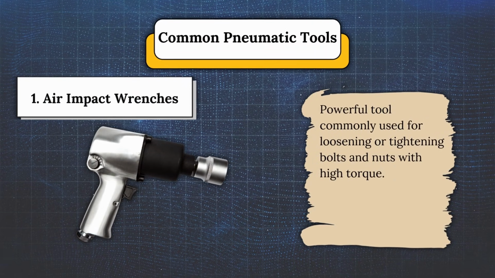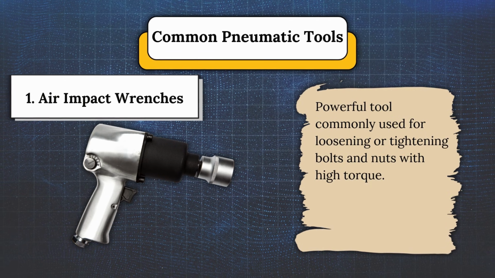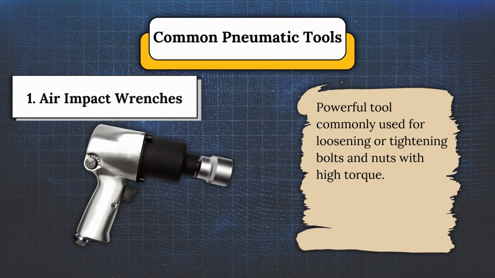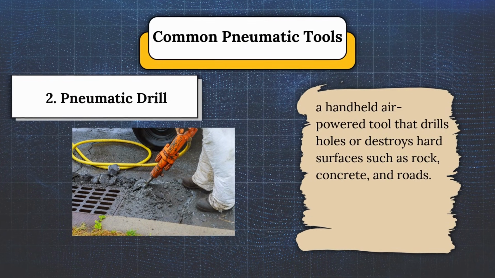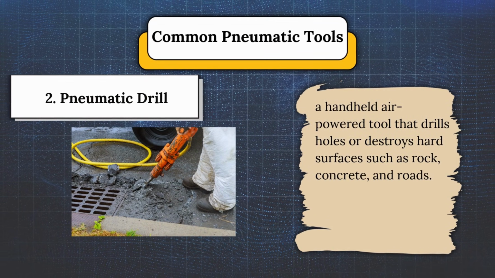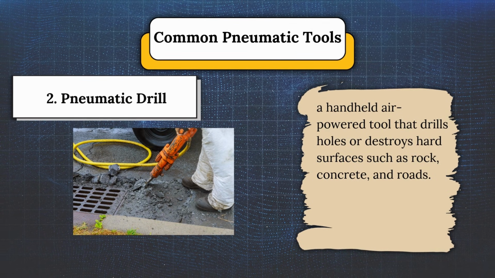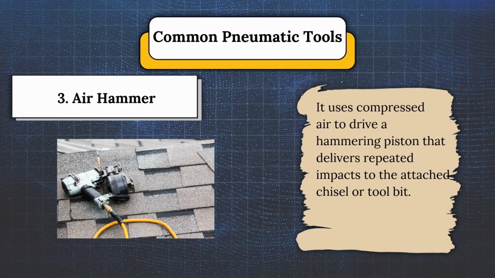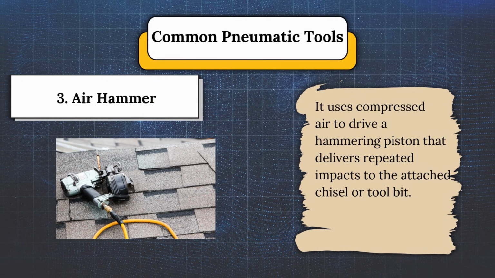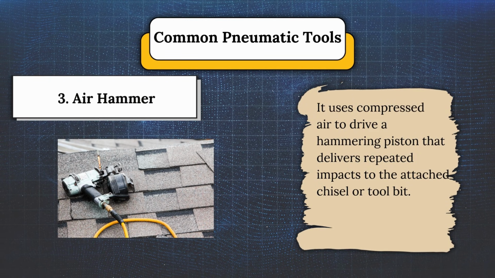For the common pneumatic tools. Number 1. Air impact wrenches. Powerful tools commonly used for loosening or tightening bolts and nuts with high torque. Number 2. Pneumatic drill. A handheld air-powered tool that drills holes or destroys hard surfaces such as rock, concrete, and roads. Number 3. Air hammer. It uses compressed air to drive a hammering piston that delivers repeated impacts to the attached chisel or tool bit.